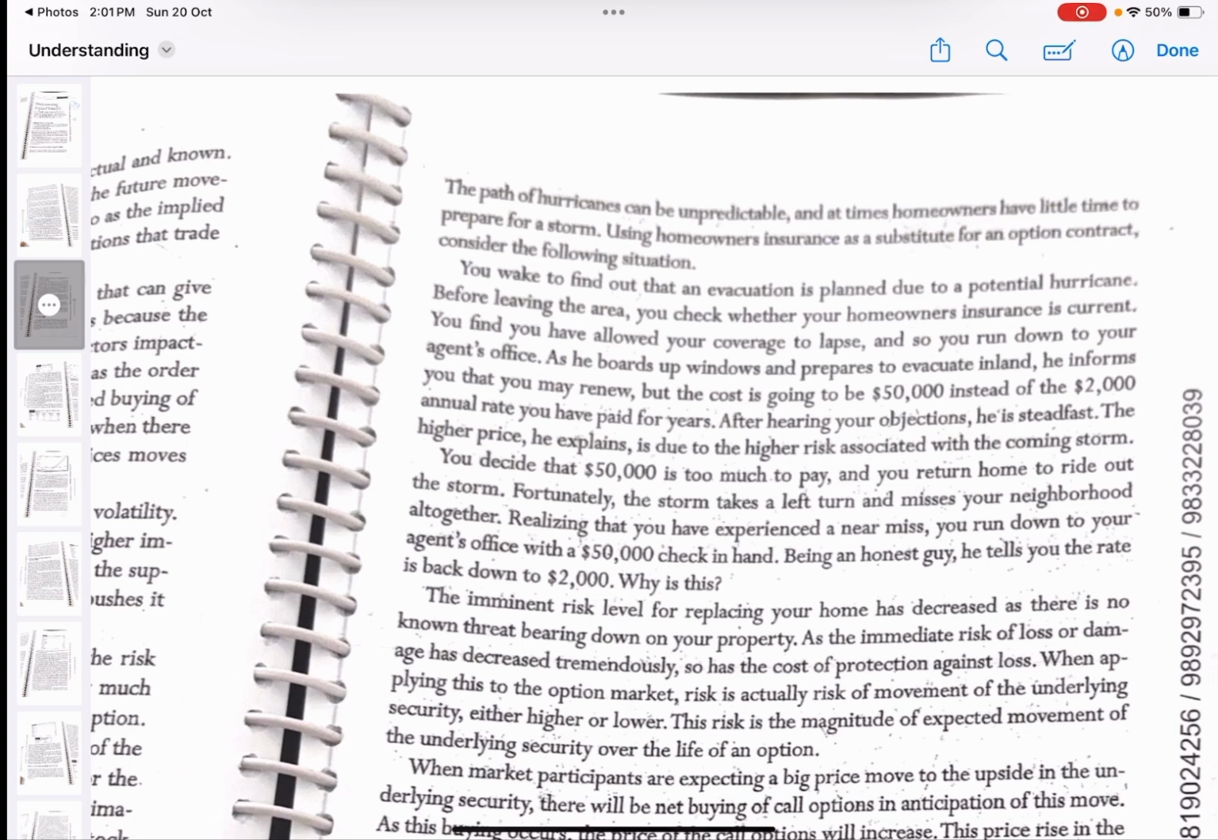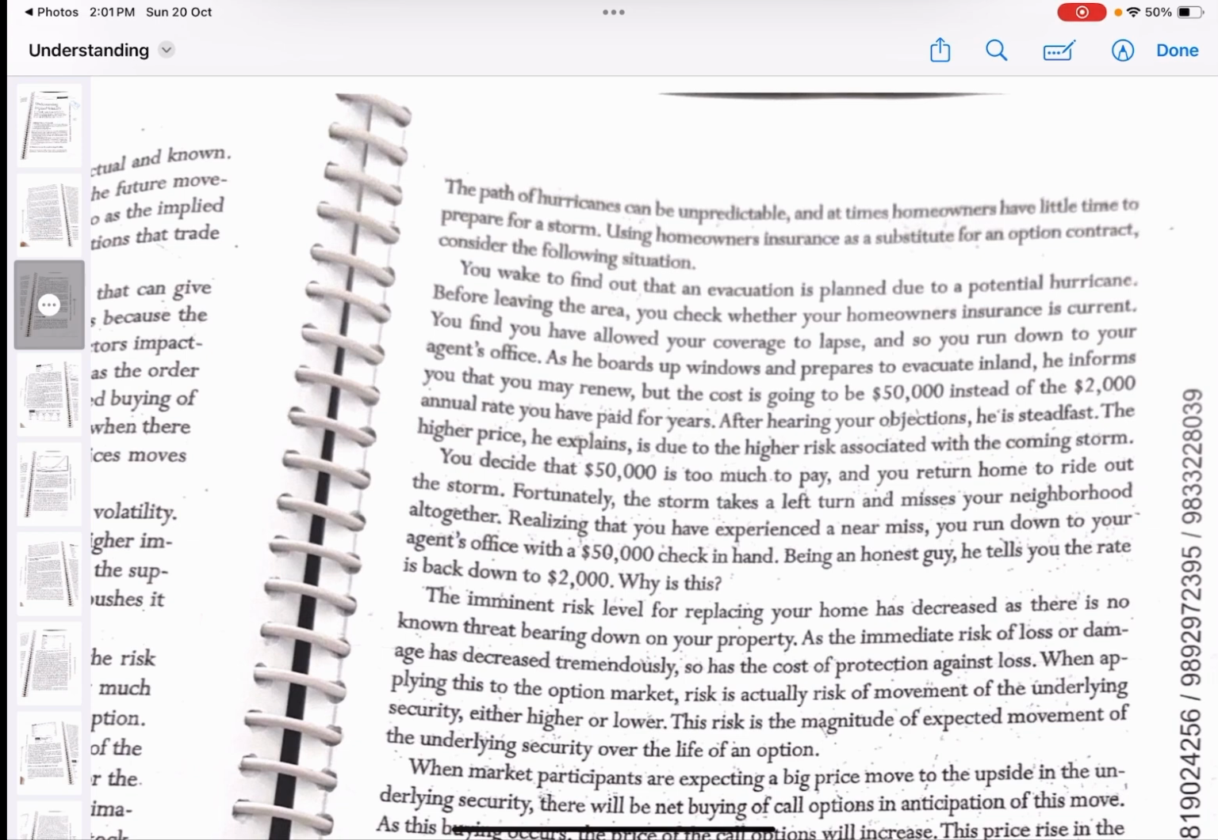You decide that 50,000 is too much, not 5,000. They were talking about 50,000, by the way. Imagine it's that much of a difference. You decide that 50,000 is too much to pay and you return home to ride out the storm. Fortunately, the storm takes a left turn and misses your neighborhood altogether.